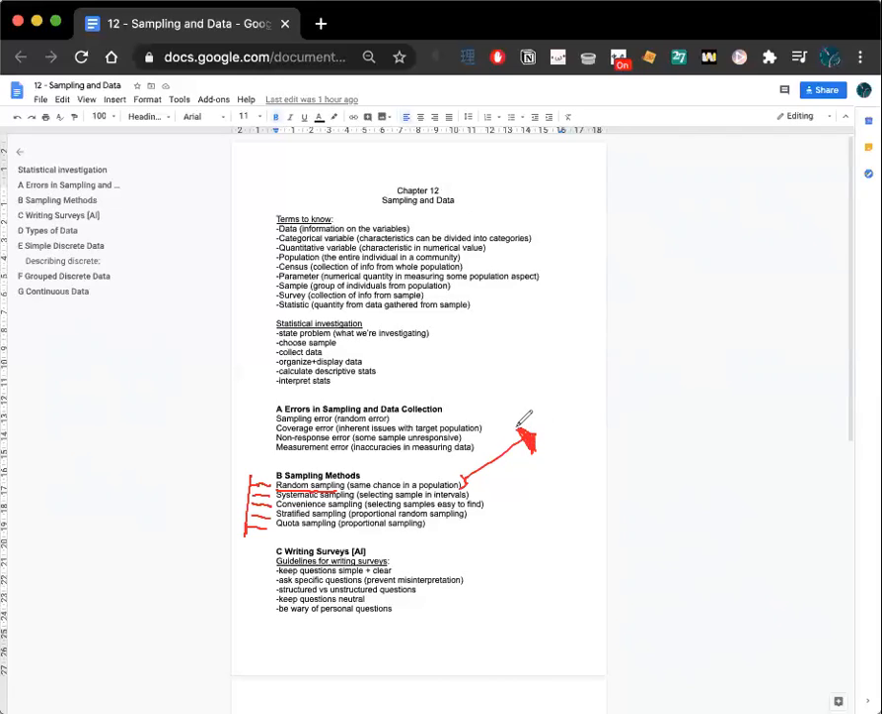We can also use random sampling, for example, in terms of perhaps plants or animals.